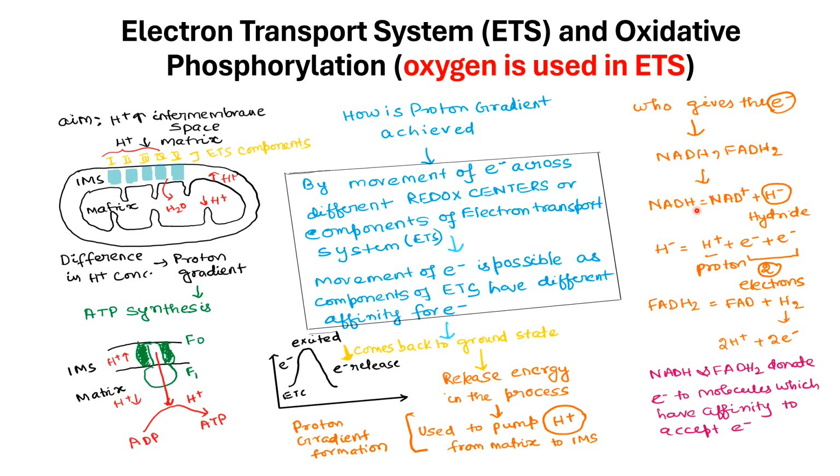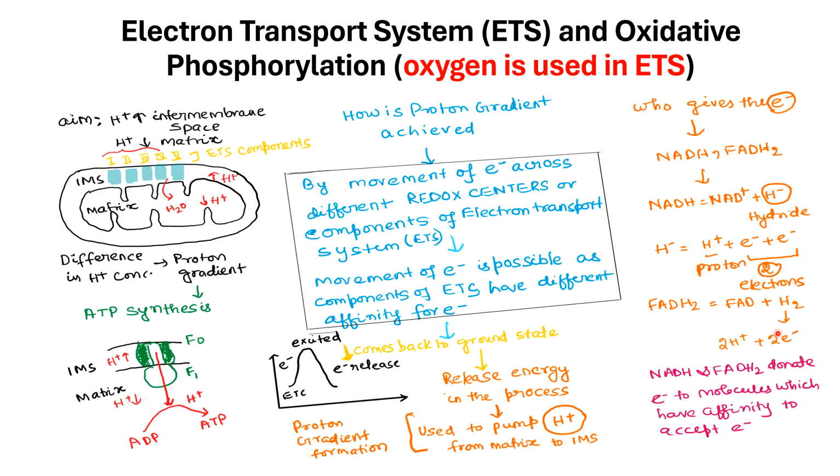So when NADH comes in the vicinity of the enzymes of the electron transport system, it loses the hydride ion. In turn, it loses the two electrons. These two electrons are accepted by the components of the electron transport chain. Similarly, FADH2 also becomes oxidized and becomes FAD plus and releases its H2. And what is this H2? That is again 2H plus 2 electrons. So that is how the electrons are obtained by the components of the electron transport chain.